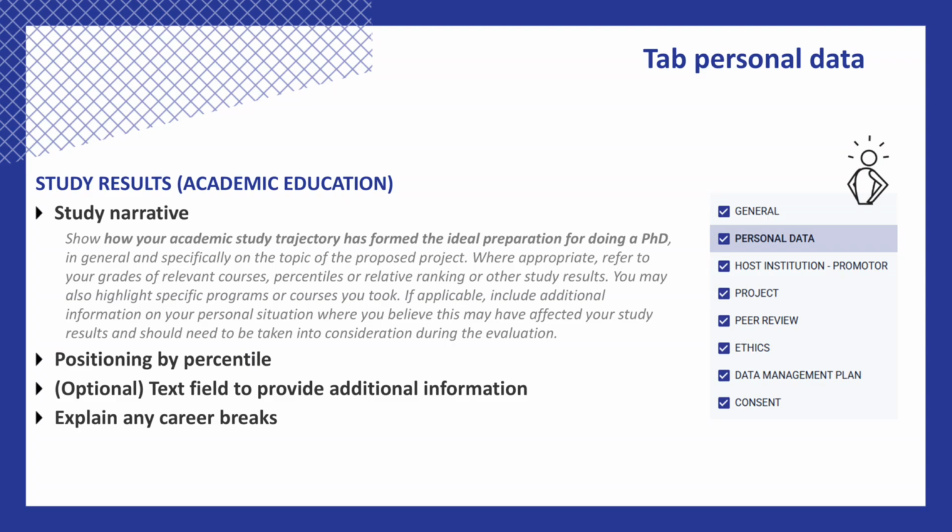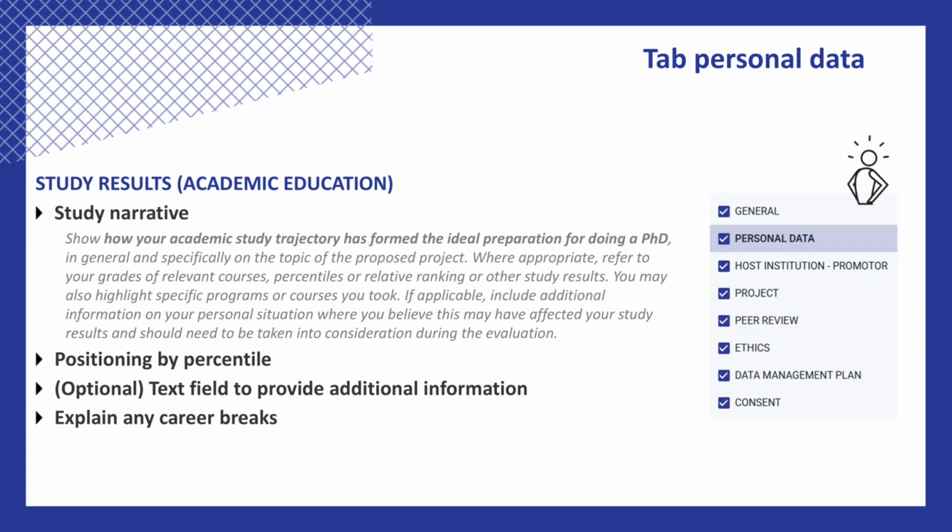In the Personal Data tab, you should explain how your academic study trajectory has prepared you for a PhD, both in general and for this specific project. Mention relevant grades and position your results with percentiles or other study results. Enter your master's degree results, including your overall percentage and rank or percentile within your study group. Also upload the official rank or percentile declaration. This document is mandatory and an essential part of your application.